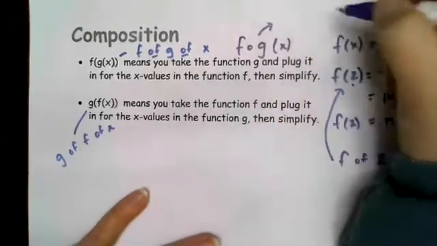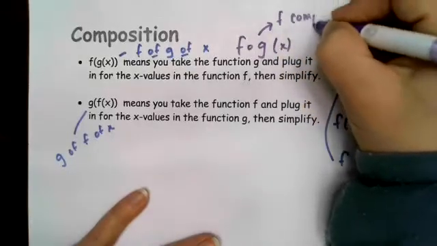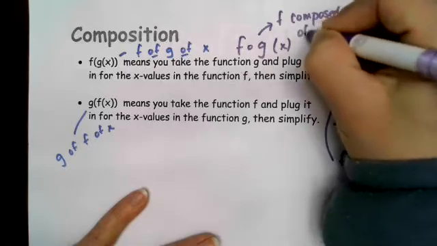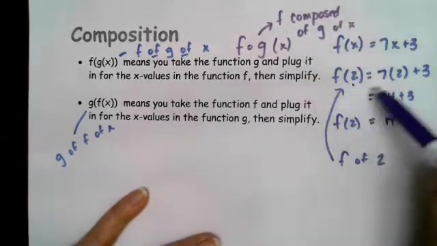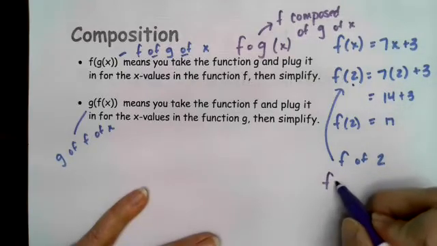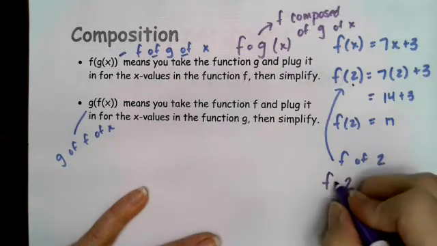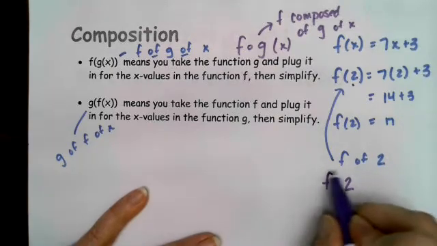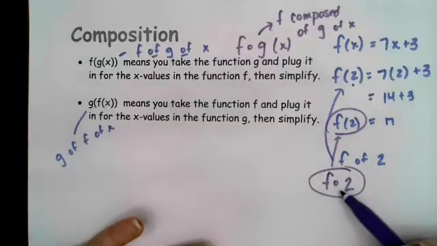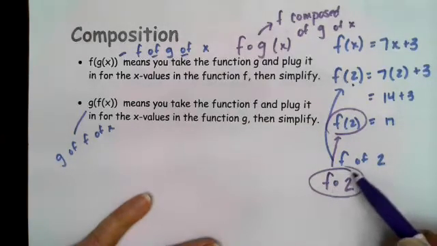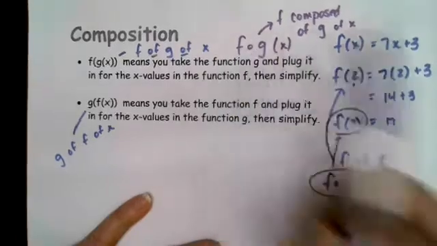So this is written with a little circle, which is said f composed of g of x. So if I was to do that with this here, I would find f composed of 2. Make that a little bit bigger with a circle. f composed of 2. So this is the same as this. That little circle doesn't mean times. It means to compose the function plugging this value in. Use this function, compose it by plugging in the g function.